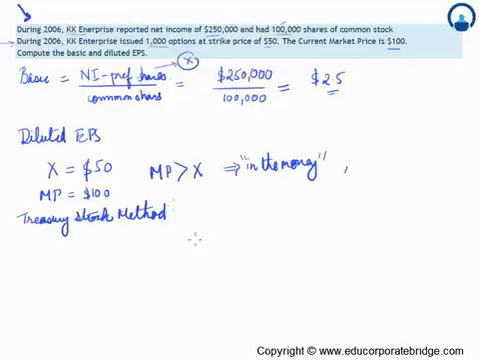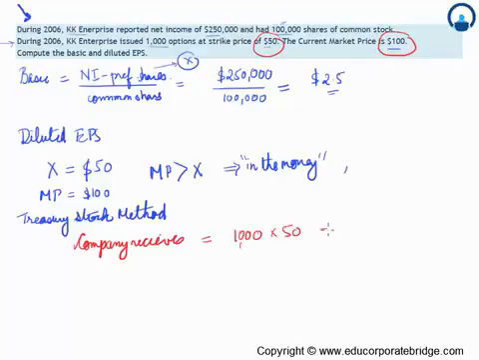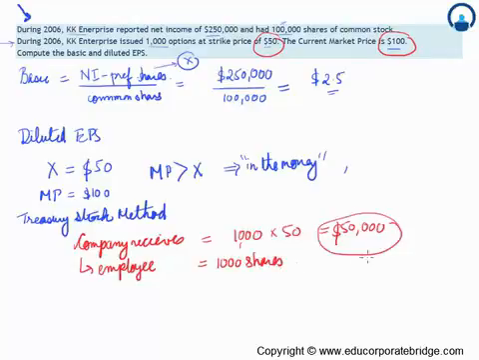Now in order to apply the treasury stock method, we must know the current market price. So we know that this is 100 and the strike price was 50. How much amount will the company receive? Company receives the amount which is equal to the number of options, that is 1,000 multiplied by 50. That's what the employees will do. They'll exercise their options and this would be equal to $50,000. That's what the company receives. In return, employees will be given how many shares? 1,000 shares.